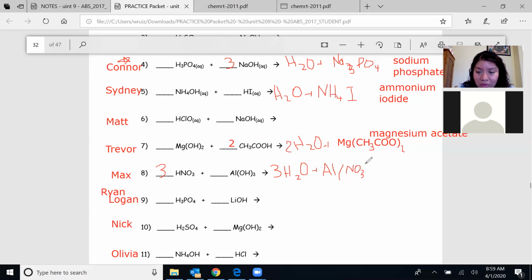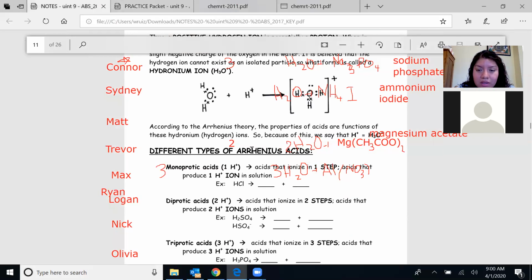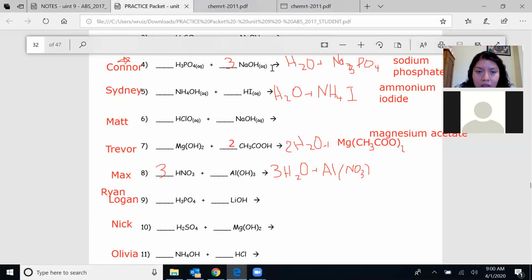So nitrate is always NO3. But aluminum, if you look at your reference table, it's a transitional metal, but it always has that positive 3 charge. It never changes. So aluminum right there, that's why you have a positive 3. Nitrate always has a negative 1 charge. So that's why you need 3 of those. And Max was also correct in that this one is called aluminum nitrate.